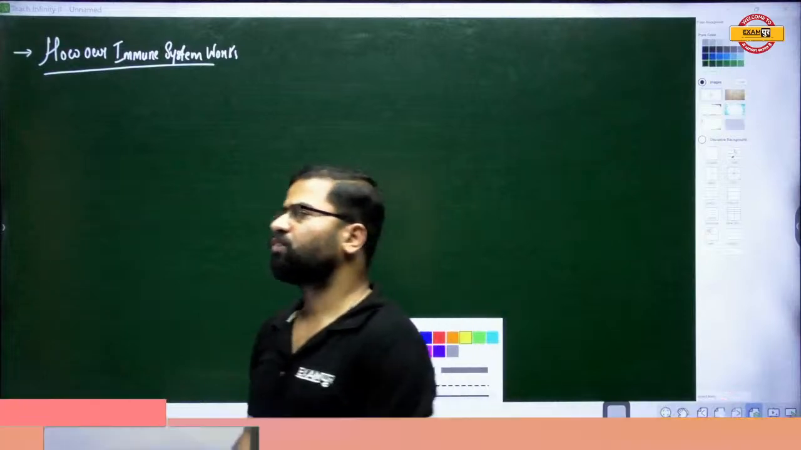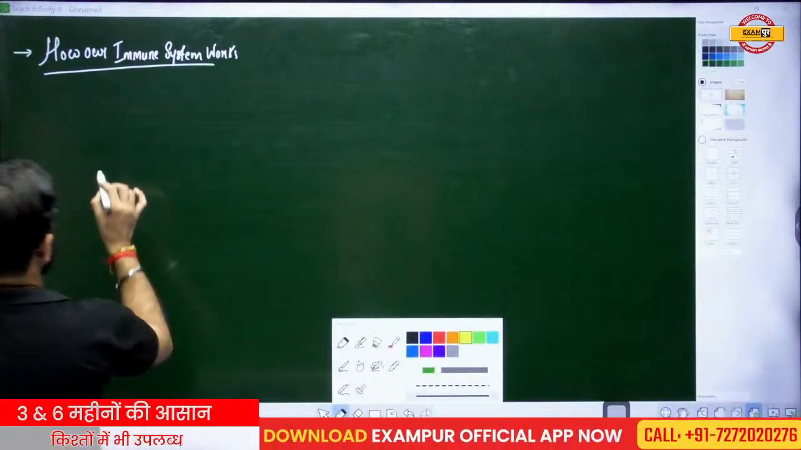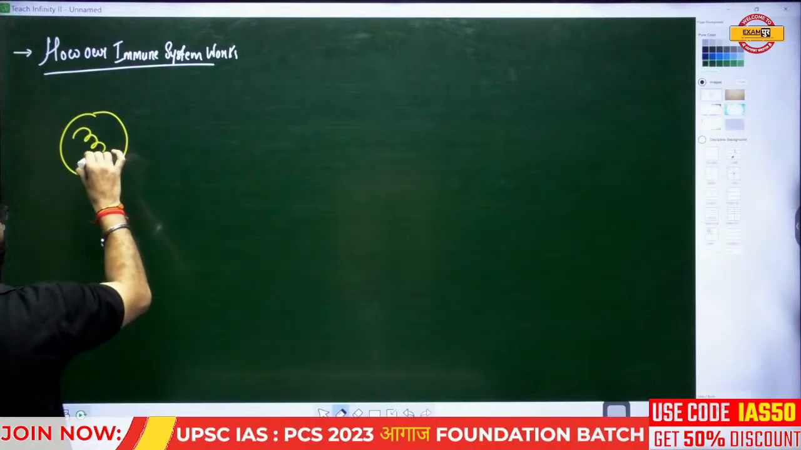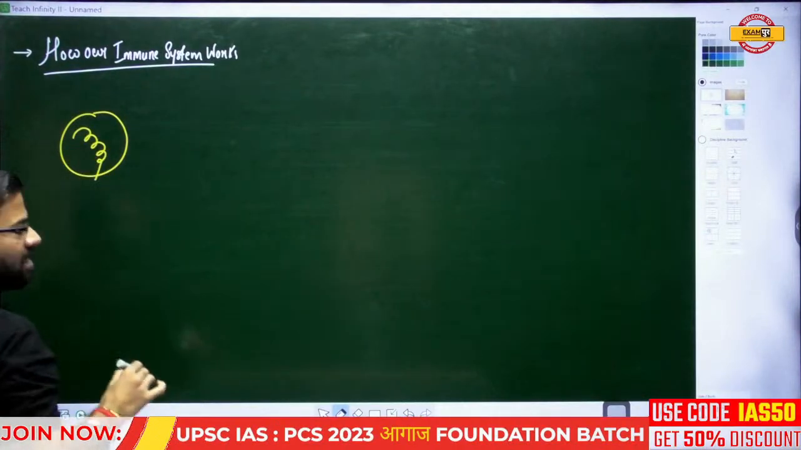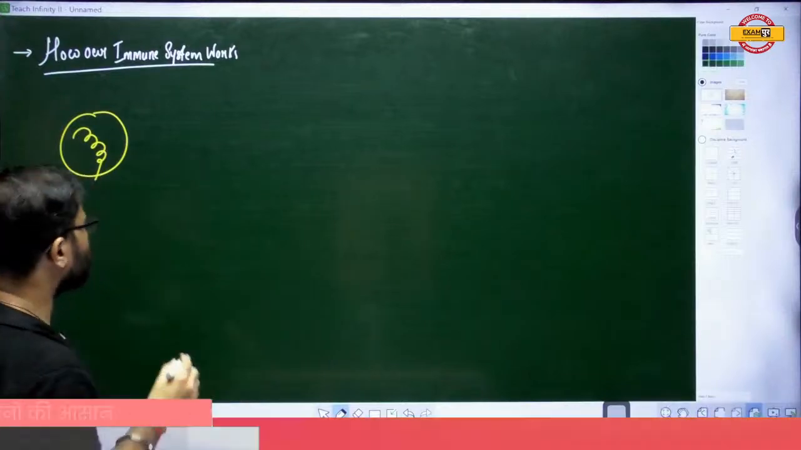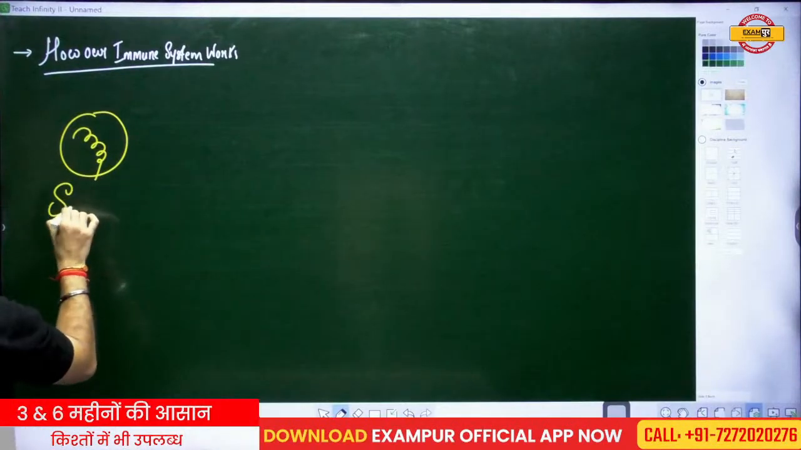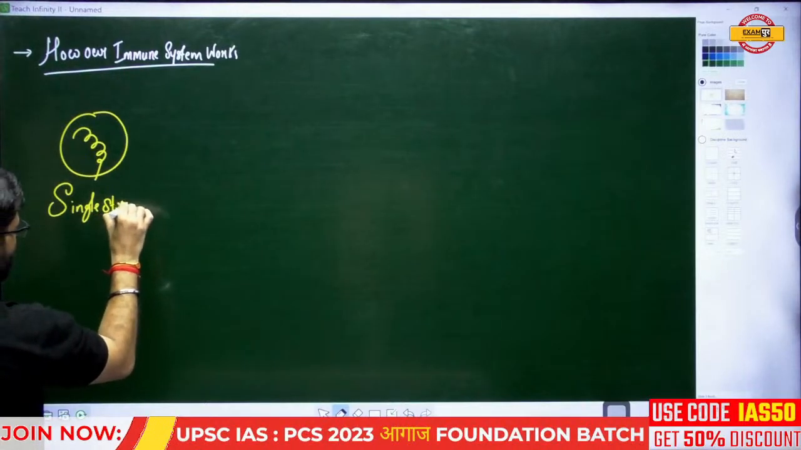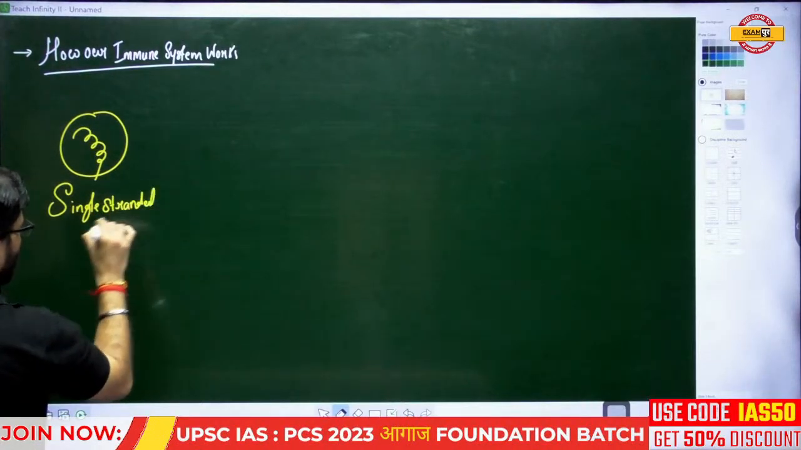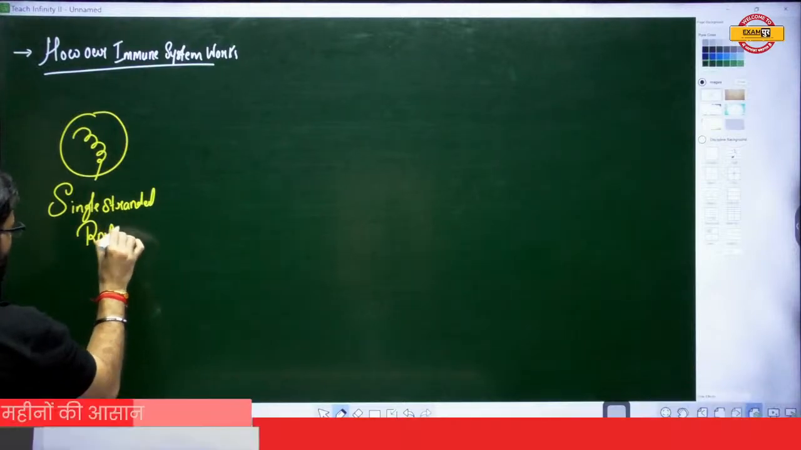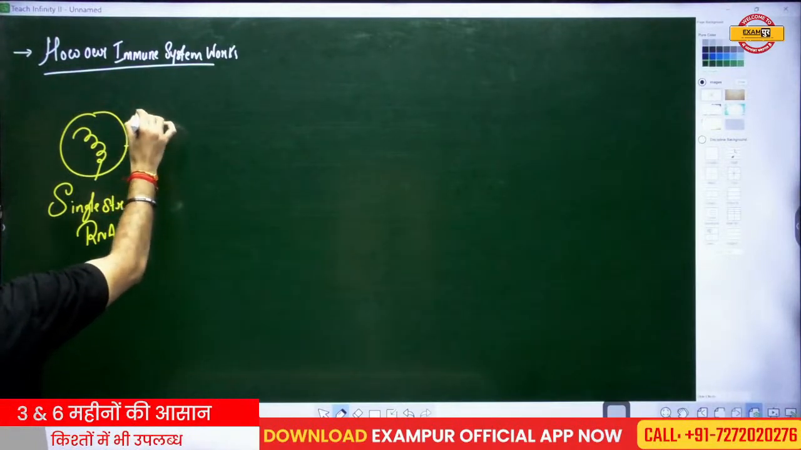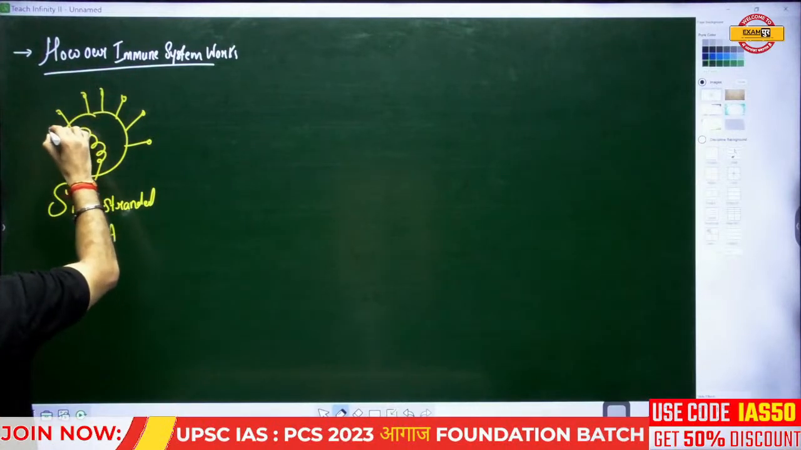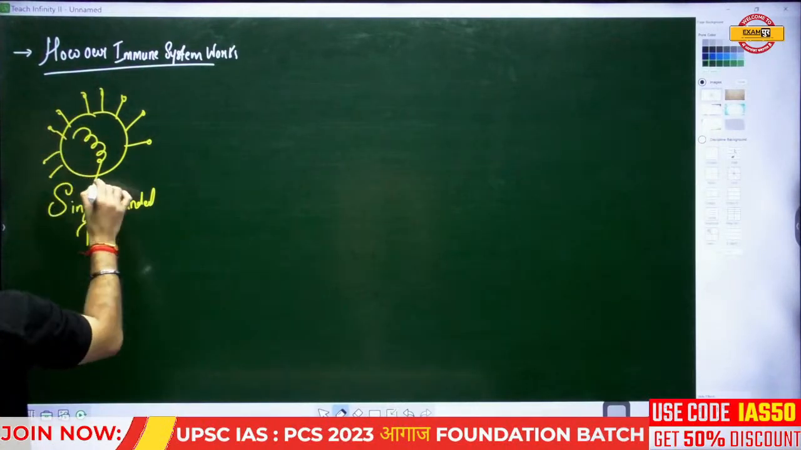If you see the structure of coronavirus, it is like this. This is your single-stranded RNA, the genetic material. Single-stranded RNA. And apart from that, on the surface, a spike protein is attached. This is the spike protein.